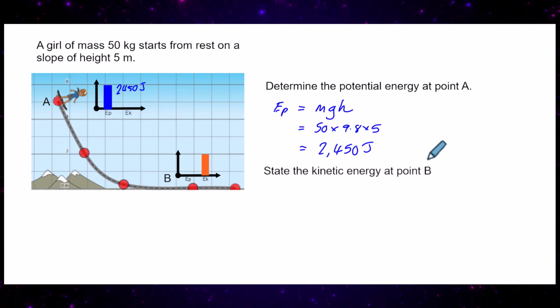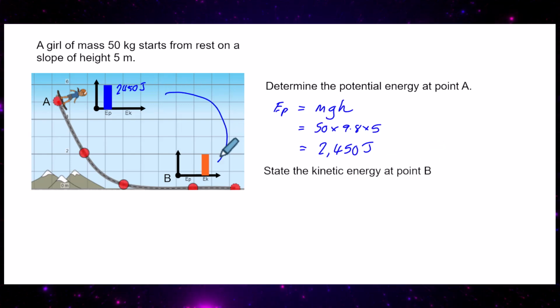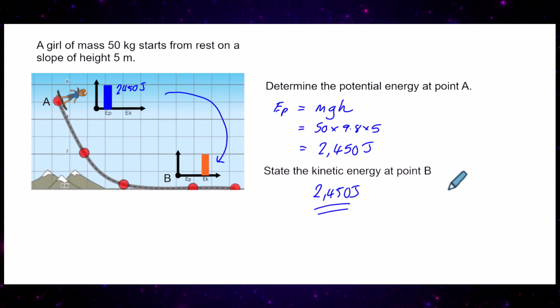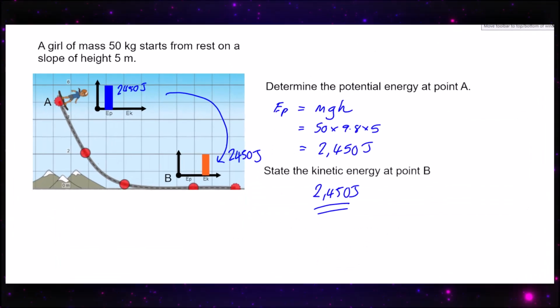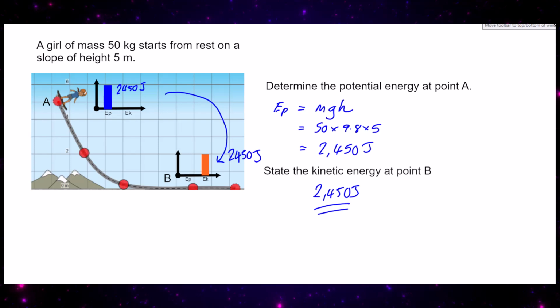Now it asks us to state the kinetic energy at point B. Well, all that potential energy has been transferred into kinetic energy. So the kinetic energy at this position, point B, will be exactly the same as the potential energy. It will be 2,450 joules. So that will be the kinetic energy at the bottom of the slope. So now we've got the fact that the girl's gravitational potential energy is 2,450 joules at position A. And when she goes down to the bottom, all that gravitational potential energy has been transferred into kinetic energy. And it's going to be the same value, 2,450 joules.